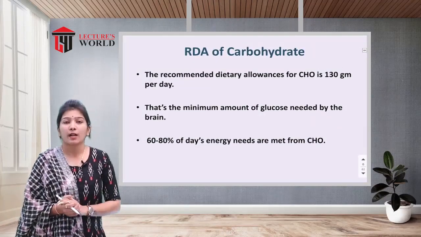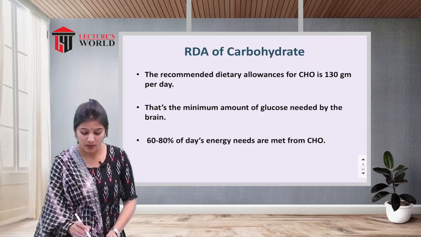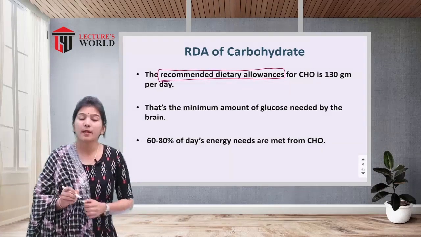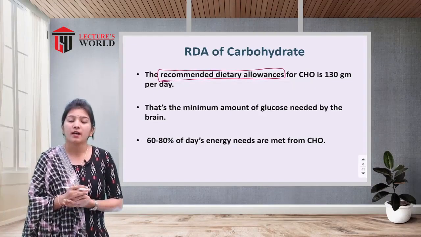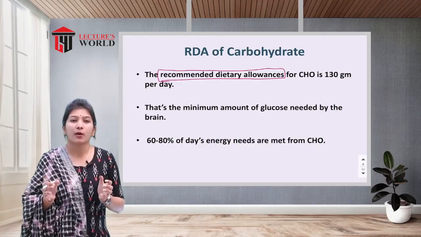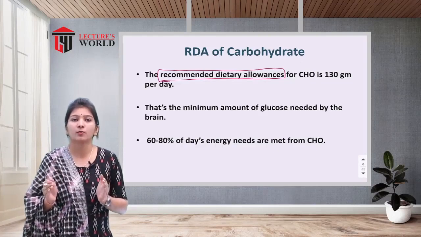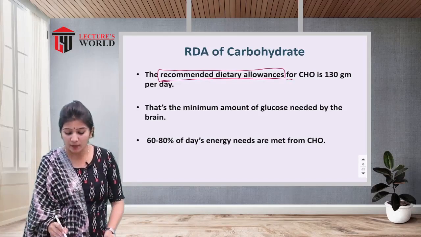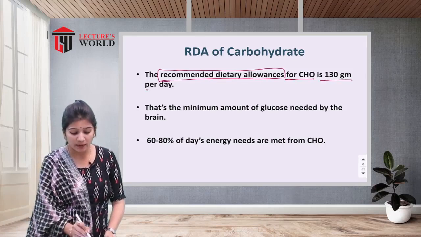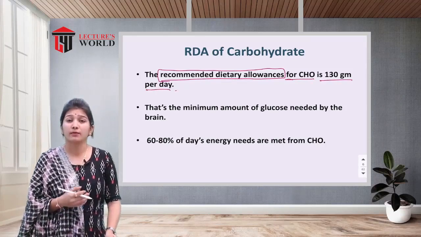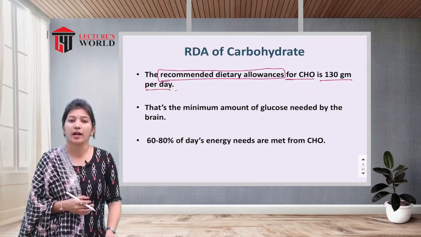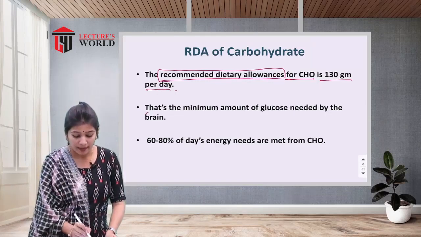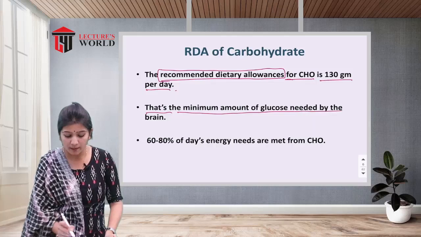Now the RDA of carbohydrate. RDA means recommended dietary allowances, which means how much adequate amount of carbohydrate you should take in a day to function your body normally. The recommended dietary allowance for carbohydrate is 130 grams per day. Any adult male and female should take 130 grams of carbohydrate in a day for normal functioning. That's the minimum amount of glucose needed by the brain.